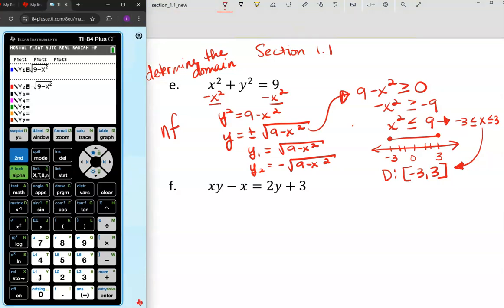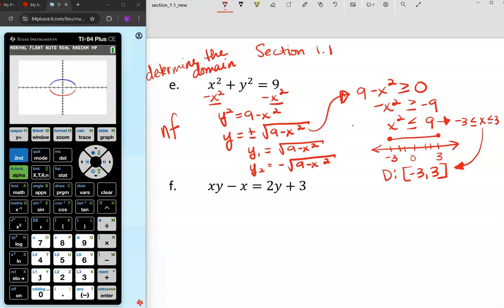Now, if we look at our graph, you may say, whoo, that's a mess. And we've got some open spots over here, and that's just the limitation of your calculator. The pixels are not showing up that graph. You can go to zoom, and you can square it, and it may look a little bit more familiar to you, because that was the equation of a circle with radius 3, that's centered at the origin.